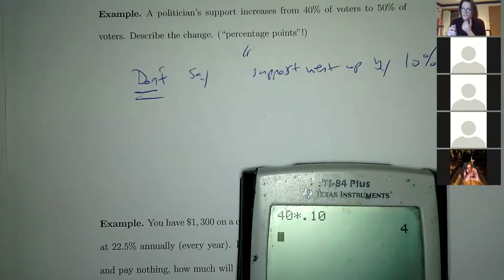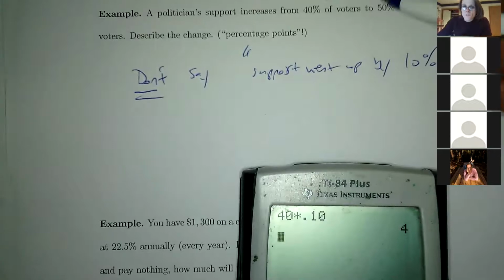It's not clear. So you don't want to say something like that unless there's some metric wherein his actual support went up by 10%. For instance, if he had 100 supporters, maybe in a very tiny local election, and the next day he had 110 supporters, then his support would go up by 10% because he gained 10 supporters, which is 10% of what he initially had. So you could say that in that situation.